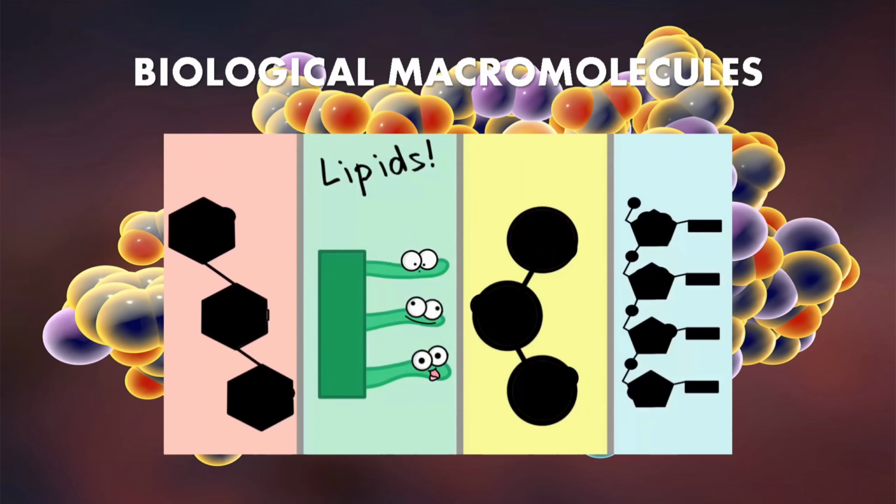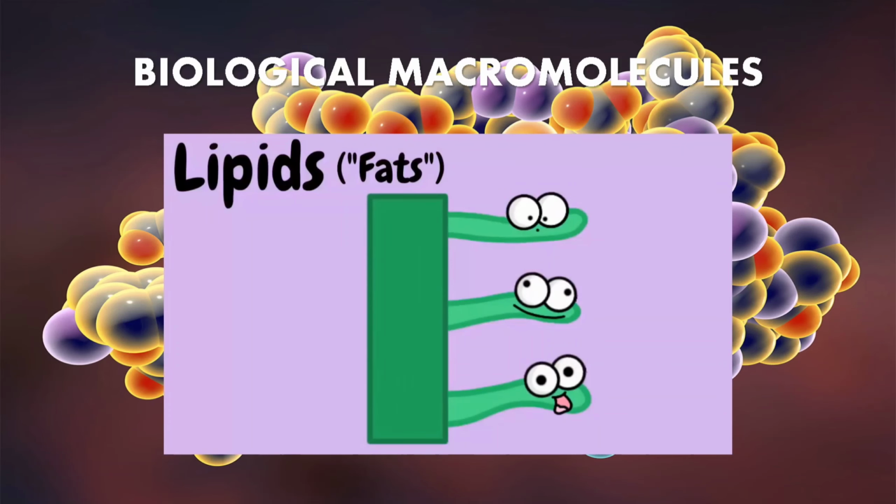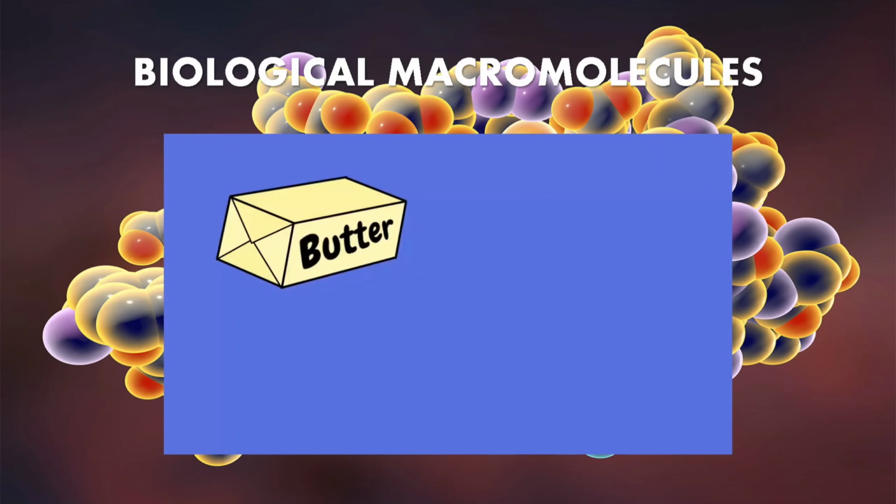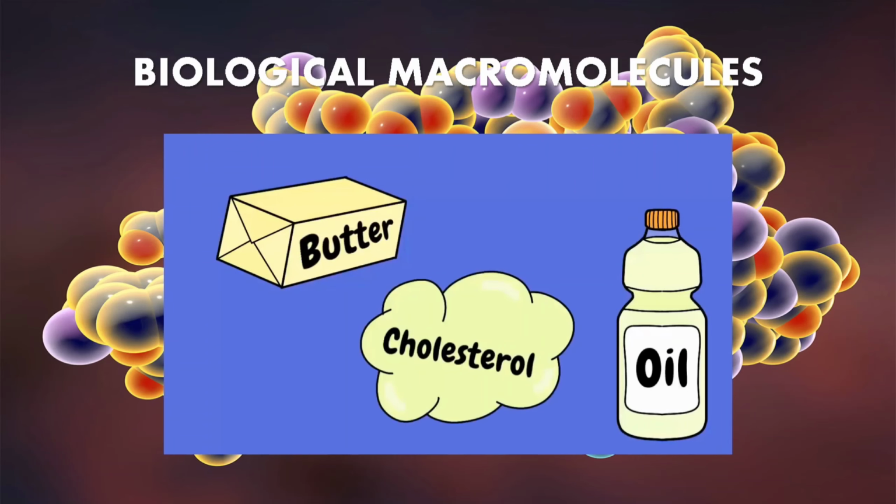Next one up is a diverse group known as lipids. Lipids are better known as fats, and they have two different types of building blocks. One type of building block is called a fatty acid, and the other type is called a glycerol. Now, examples of lipids include butter, oil, and cholesterol.